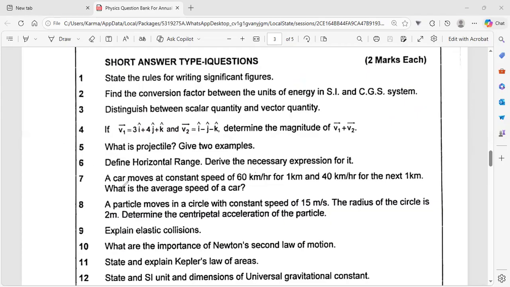What is the importance of Newton's second law of motion? It gives a relation between the force and the change in momentum. What is impulse?